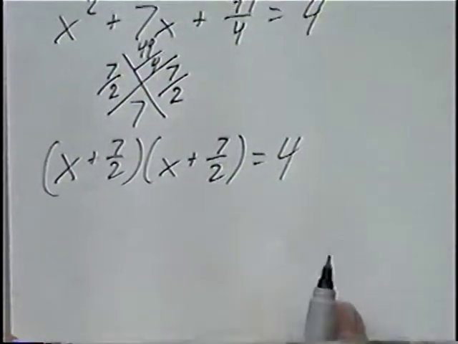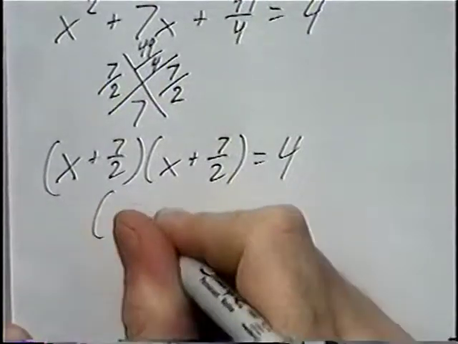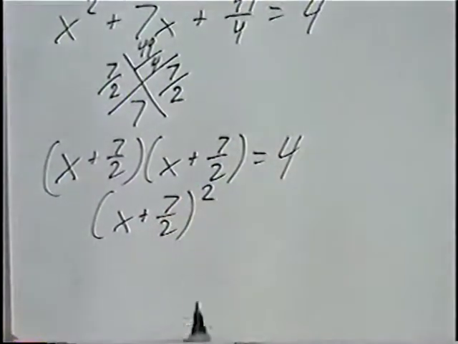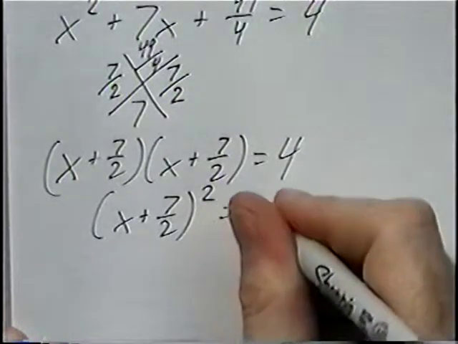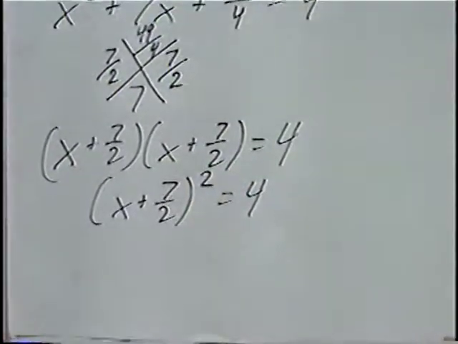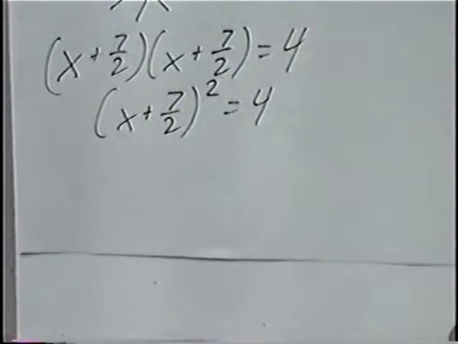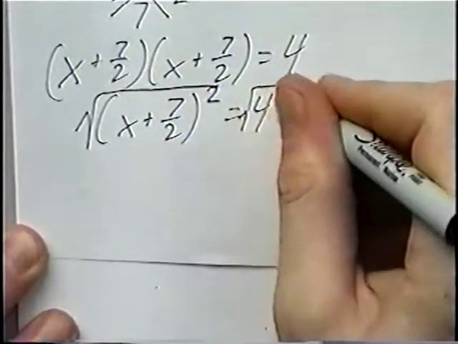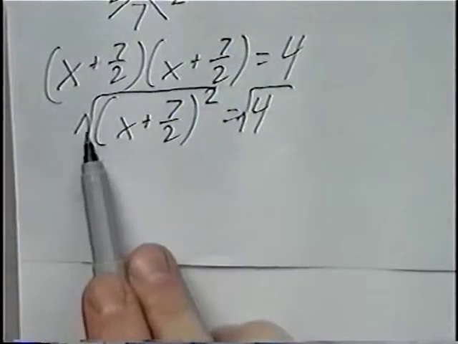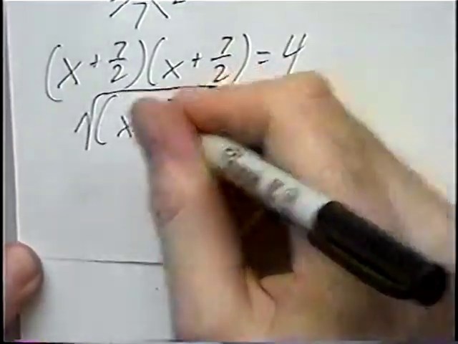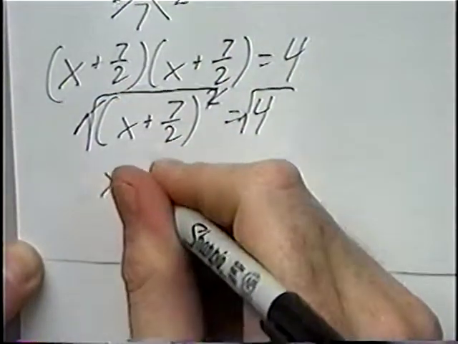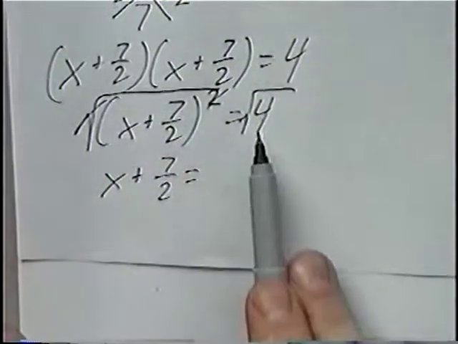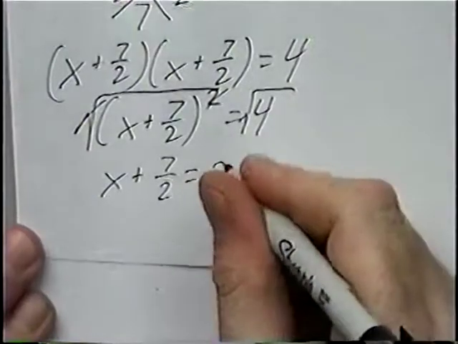Again, if we have these same parentheses twice, we can write that as a single parentheses, x plus 7 over 2 squared equals 4. The square root property again, we can take the square root of both sides of an equation. If you take a square root of an exponent squared, those will cancel, and you'll be left with x plus 7 over 2 equals the square root of 4, which would be 2.